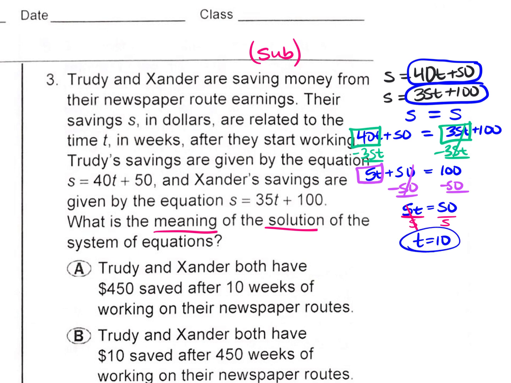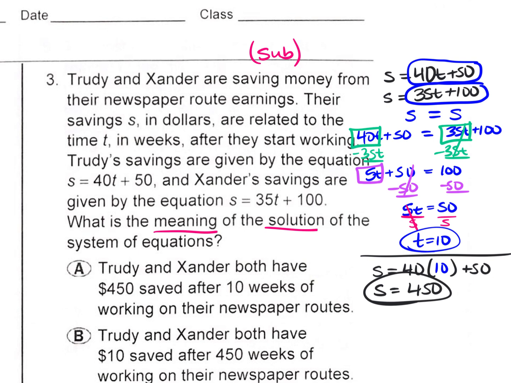Now last, we just need to get the value for S. So I'll pick either equation. I'm going to choose the top equation and say, well, S is equal to 40 times T plus 50, where T is 10. So S is equal to 450.